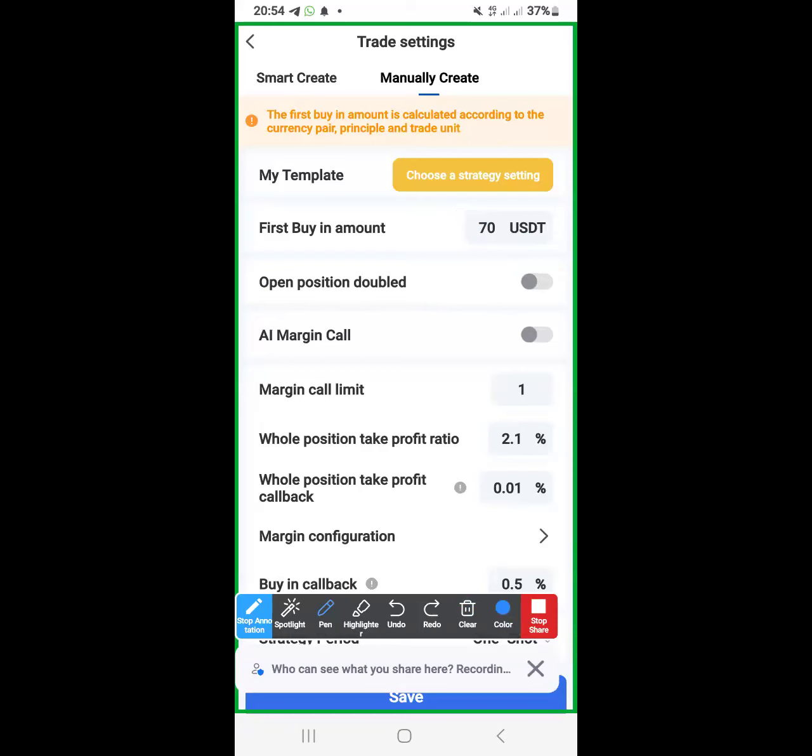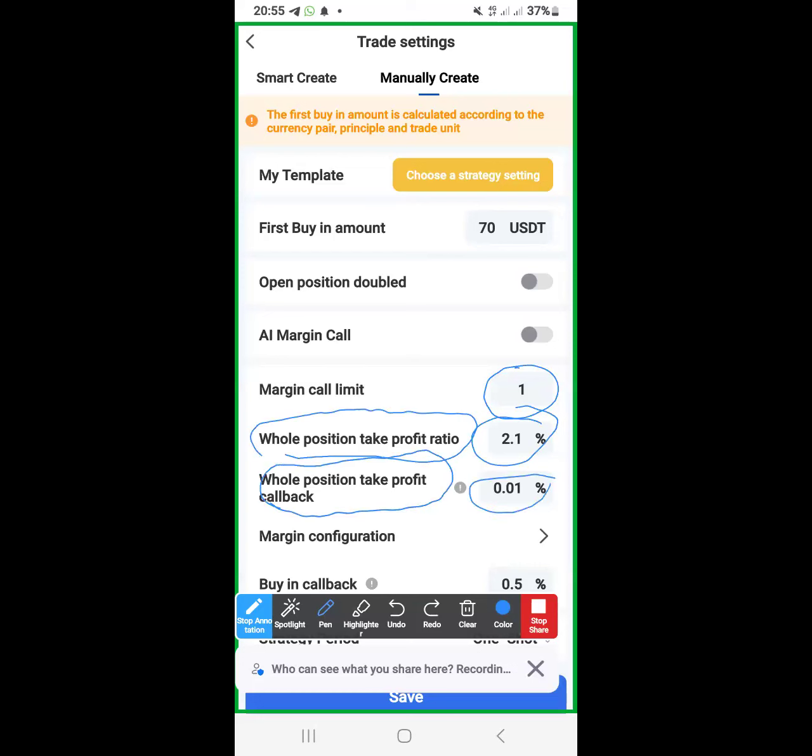I already told you about what AI margin call is. Margin call limit, I already told you it is the number of times you would wish the robot to buy or to execute buy orders for as long as the market price drops below the average price. Then whole position take profit ratio is the same as the TP, the take profit. Whole position take profit callback.